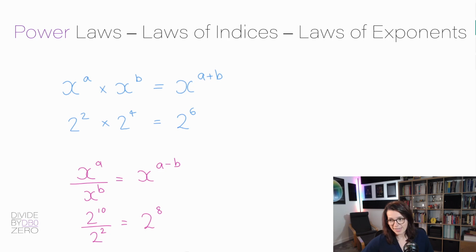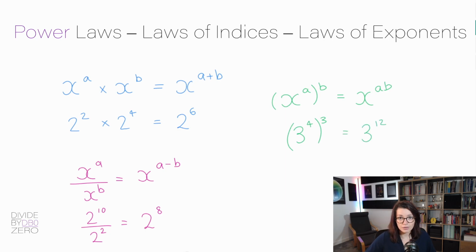Third rule, if you've got x to the power of a to the power of another number, then you multiply the powers. So that's going to be x to the power of ab. Remember, two things next to each other in algebra with nothing in between means there's an invisible times in between, so we're multiplying the a and the b. For example, 3 to the power of 4 to the power of 3, that's just 3 to the power of 12.